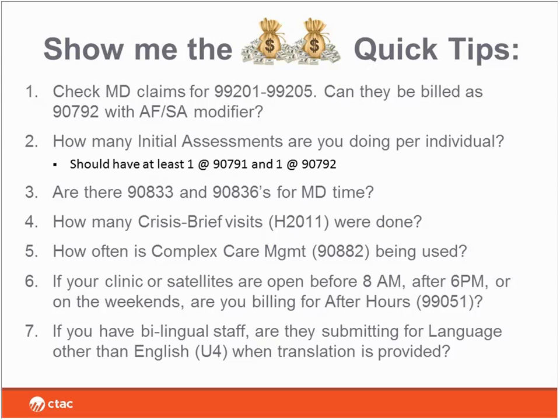And if you have any bilingual staff or you're using a translation service, make sure you're using the U4 modifier. Again, it's extra money that you're entitled to. That can also be anyone who's an employee of your clinic. If you have a receptionist who's bilingual and comes into a session and provides translation services, it just can't be with family members who are translating.